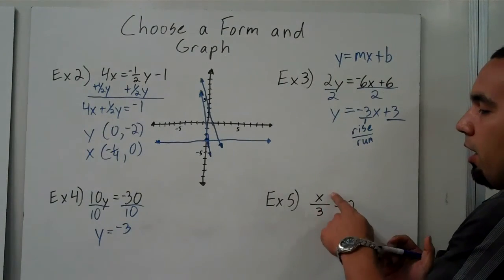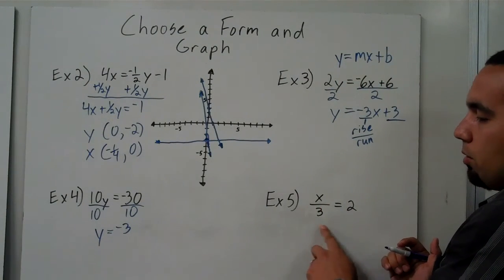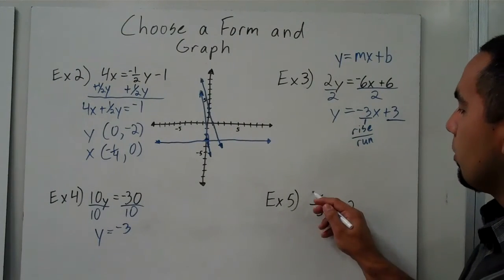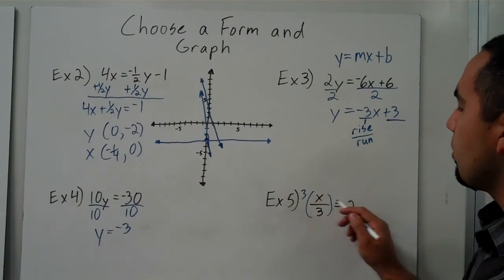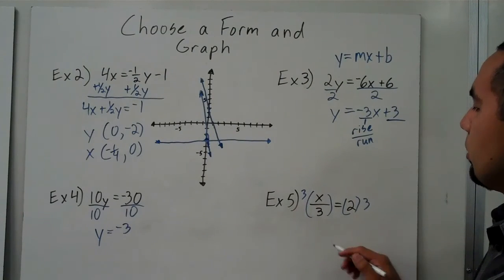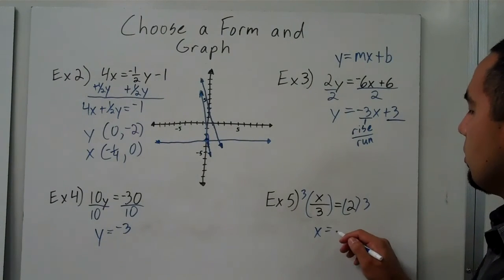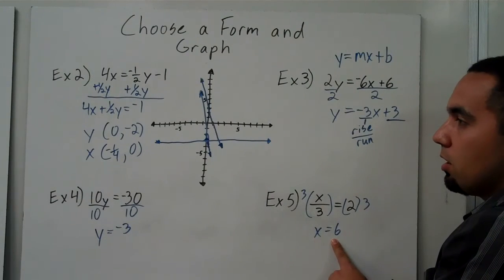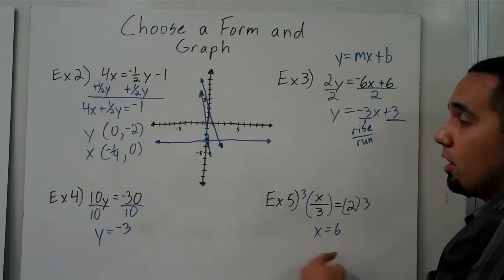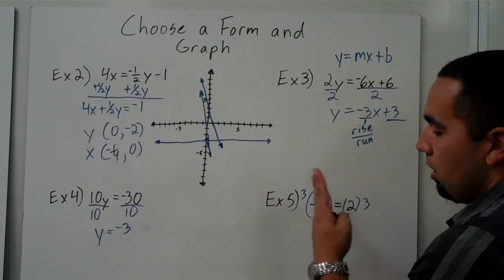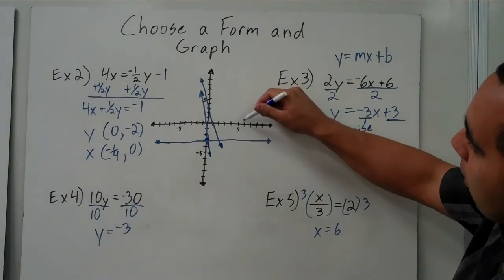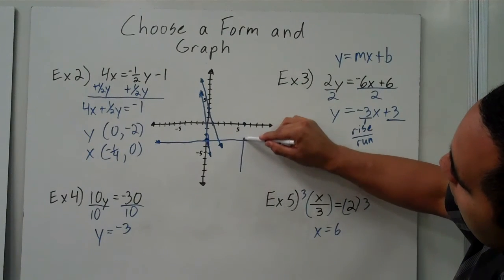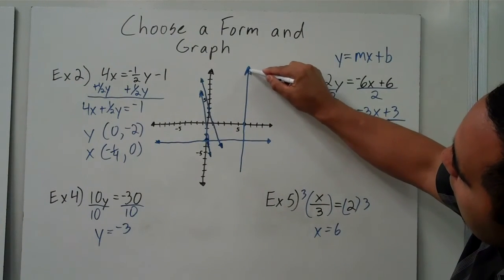Example 5, I have x divided by 3 equals 2. Well, now there's only one variable to solve for, which means I'm going to multiply by 3. When I multiply by 3, I get x equals 6. Here's my other special case, x equals 6. That's another special kind of line. Instead of it being horizontal, it is a vertical line. So I find where x equals 6, and I draw a vertical line.